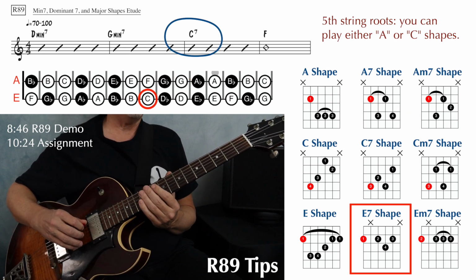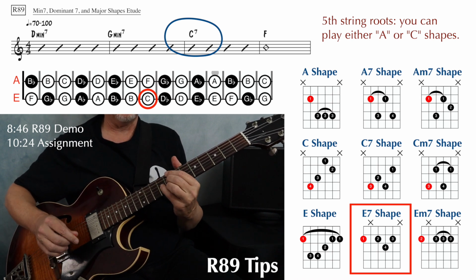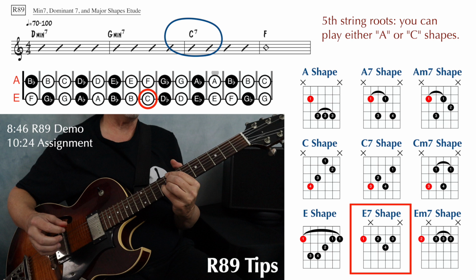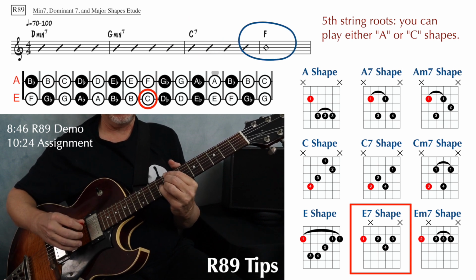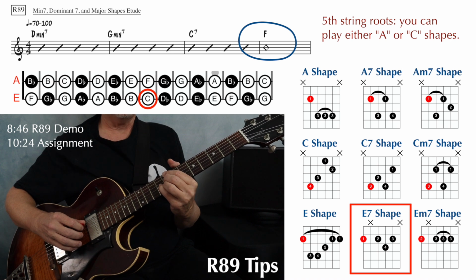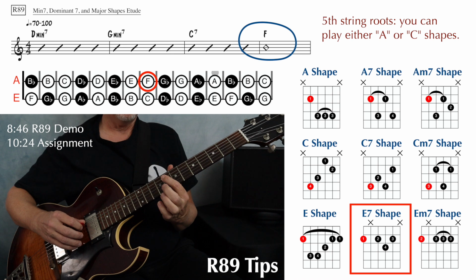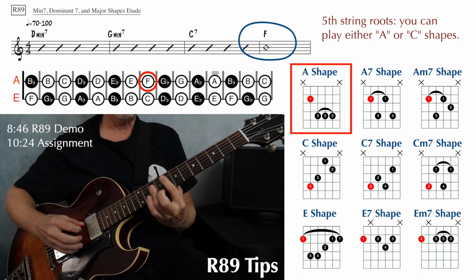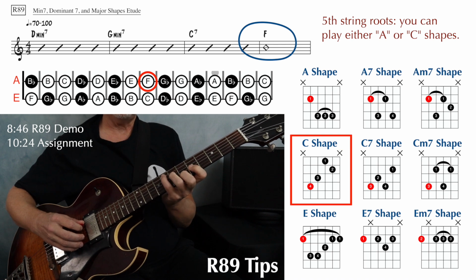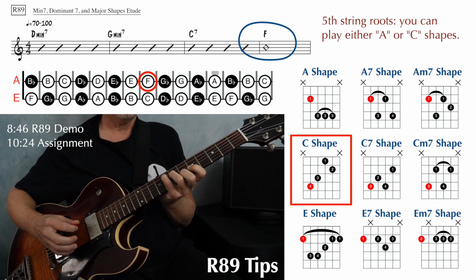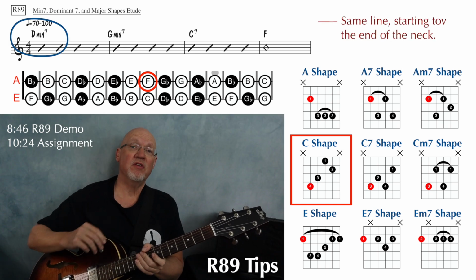After that we need to find a nice close C for our C7. That's at the 8th fret, and that will be with the E7 shape. And then we have an F major at the end of this line. We need to find a close F root note. At the 8th fret is the closest one, and you could play that with this A major shape, which is what I'm going to use, but you could also use the C major shape. Either one will work.